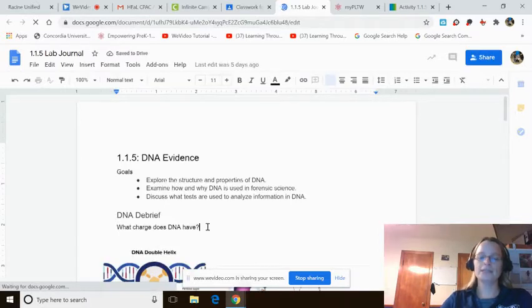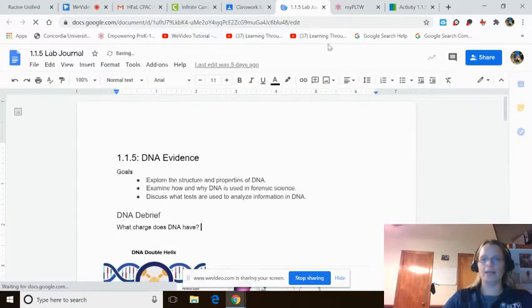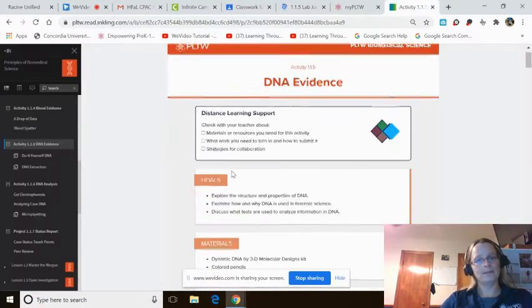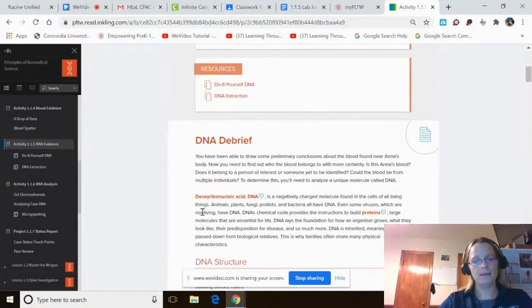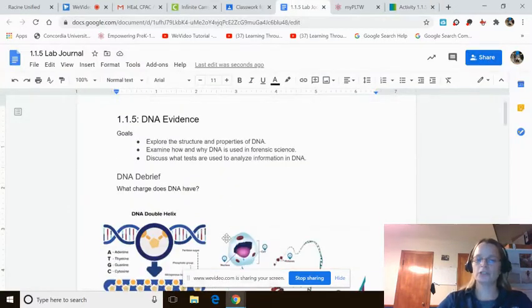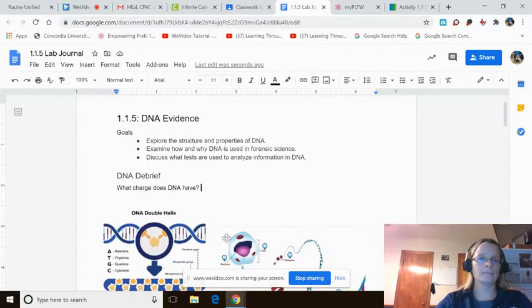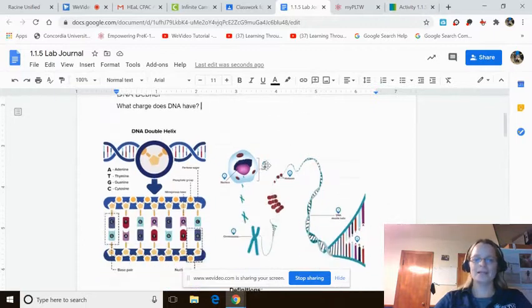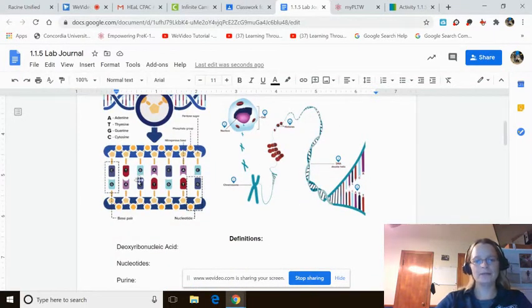The first question you need to answer is, what charge does DNA have? If you scroll through, you see right here, DNA is a negatively charged molecule. So the answer to this first question, what charge does DNA have? The answer is negative. And if we look, you can see right here how G always pairs with C and A always pairs with T, something that I'm sure you remembered from biology. But if not, it's right here.